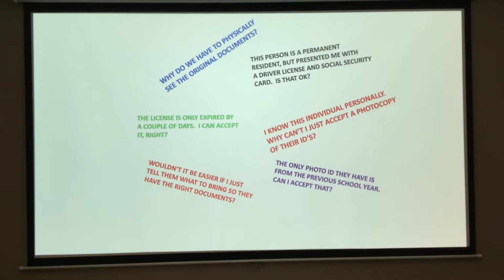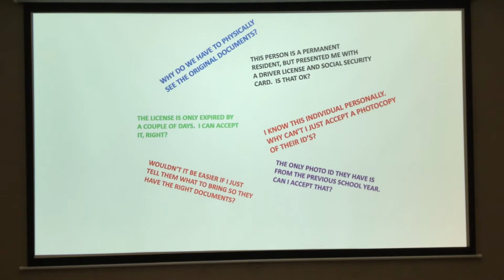One of the questions that will come up is, I know this individual personally, why can't I just accept a photocopy of their IDs? Again, we're attesting that we saw the originals, we're attesting that the documents they provided are relevant to who they are, and we want to make sure that we see the original documents. Another question might be, the license is only expired by a couple of days. I can accept it, right? No, on the day that they present that ID to you, it needs to be valid and unexpired. Again, with the exception of the COVID-19 that we mentioned previously, otherwise they need to be unexpired.